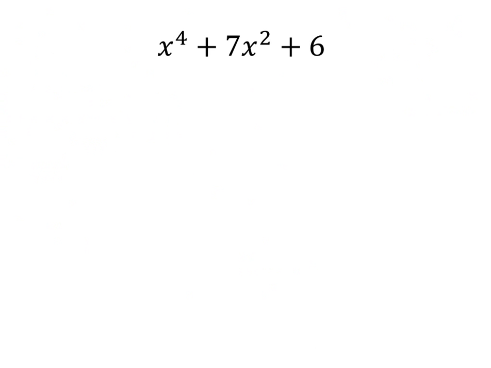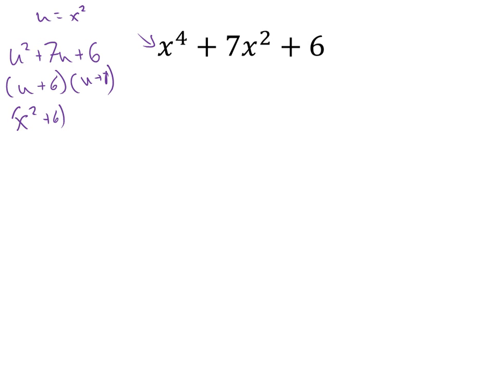So let's look at this one. Let's substitute u in for x squared. So that gives us u squared plus 7u plus 6. Two numbers multiplied together get you a 6, added together get you a 7. That would be u plus 6 and u plus 1. Replace the u with x squared, getting us x squared plus 6 and x squared plus 1.